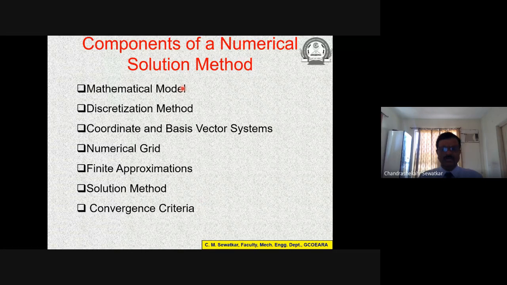All the governing equations which we make use of are our mathematical models. Then there is certain discretization method, which may be finite volume method, finite difference method, or finite element method. It consists of a coordinate and a basis vector system. You can have either a Cartesian coordinate system, spherical coordinate system, or maybe a cylindrical coordinate system, depending on the nature of your domain.